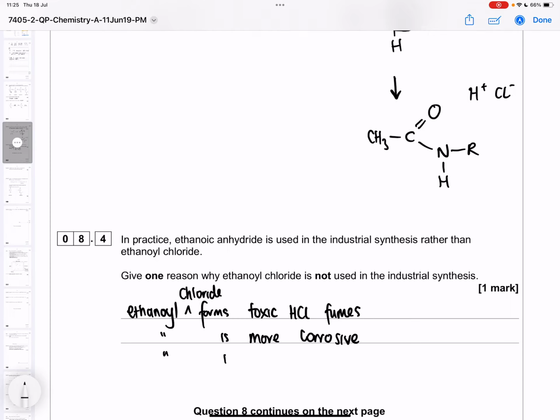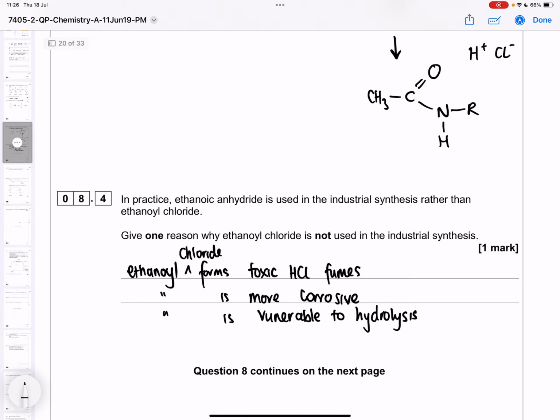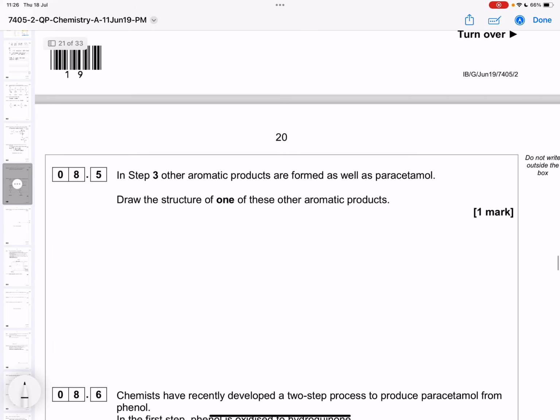Ethanoyl chloride is vulnerable to hydrolysis. These are all different reasons you could give. So that means it basically reacts, turns into a carboxylic acid, so no good to us. These are all good reasons. Avoid things like cheaper or more expensive. They're not good answers.